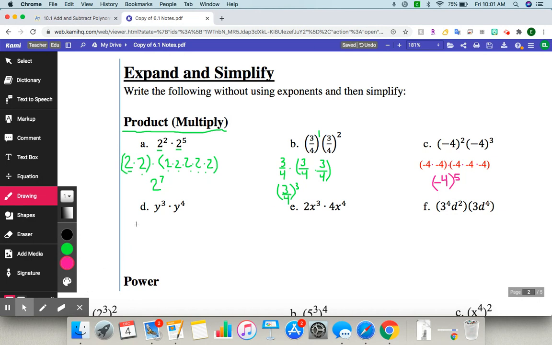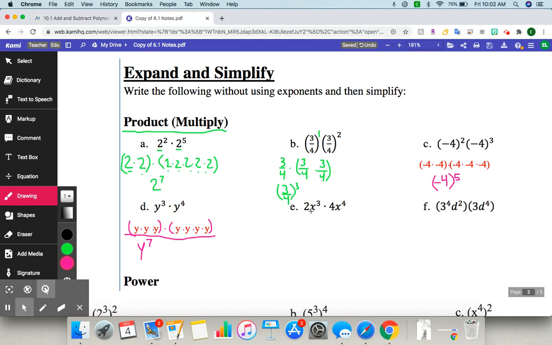In D, I have 3 factors of y times another 4 factors of y. In total, I now have 7 factors of y, making this y to the 7th. And remember, this occurs because everything is being multiplied. So that's why I say I have 7 total factors of y.